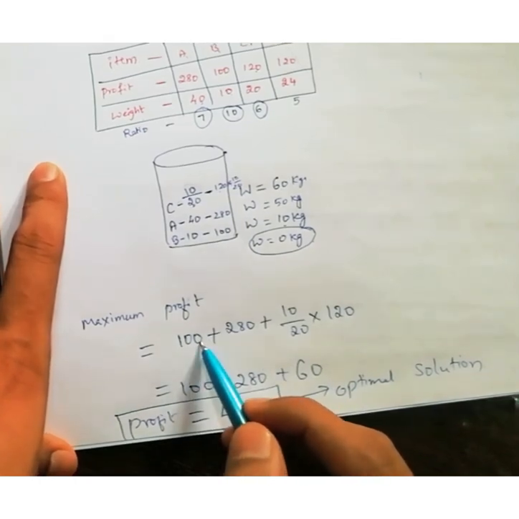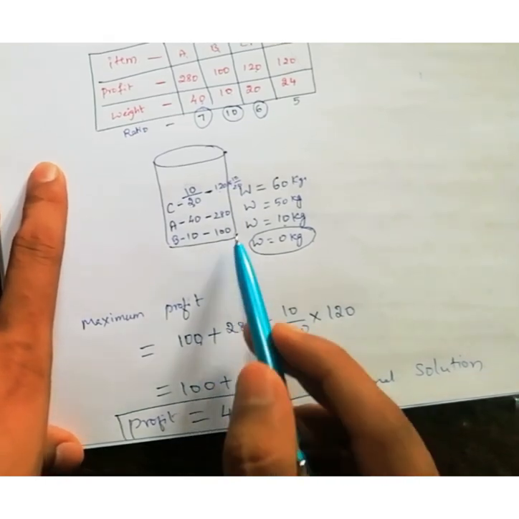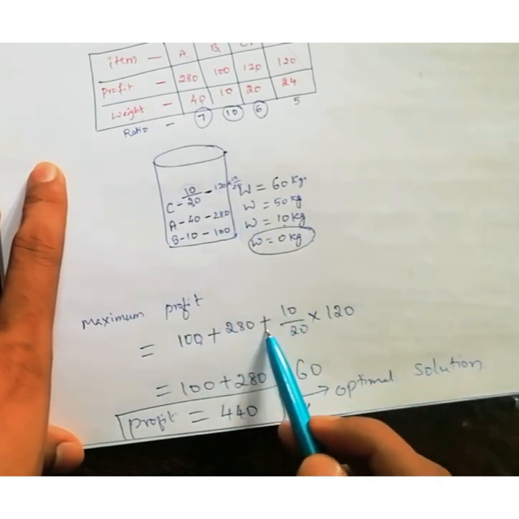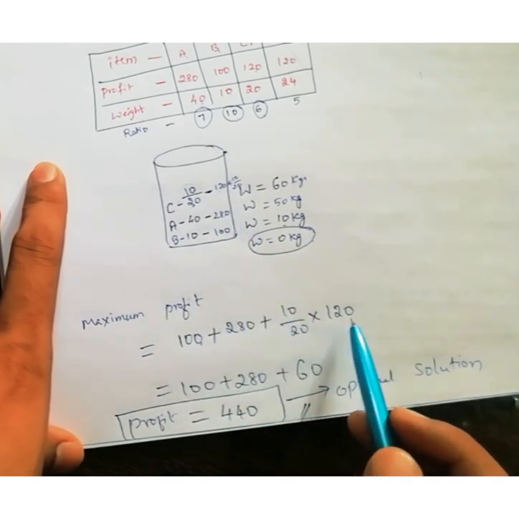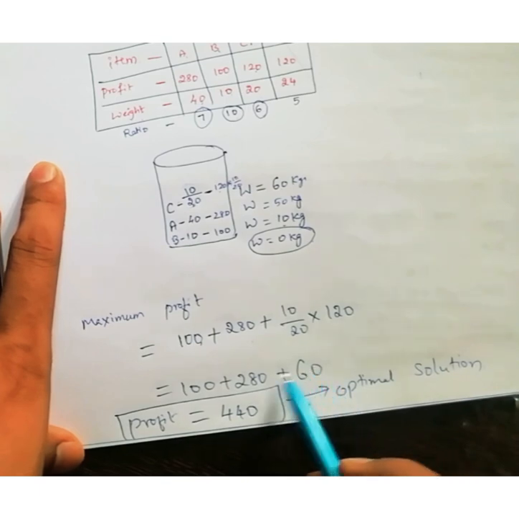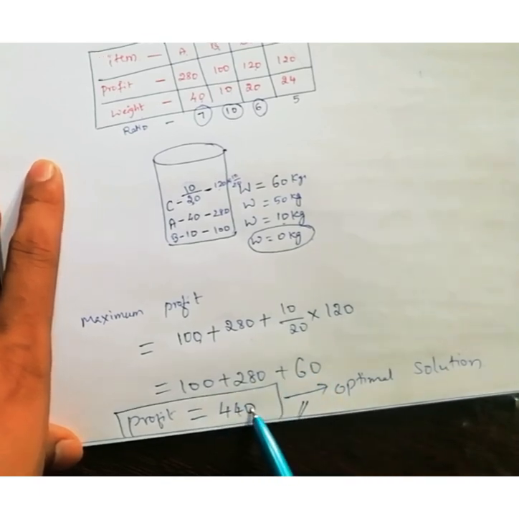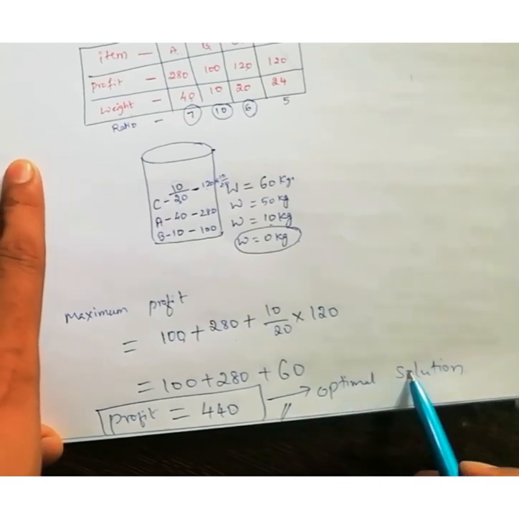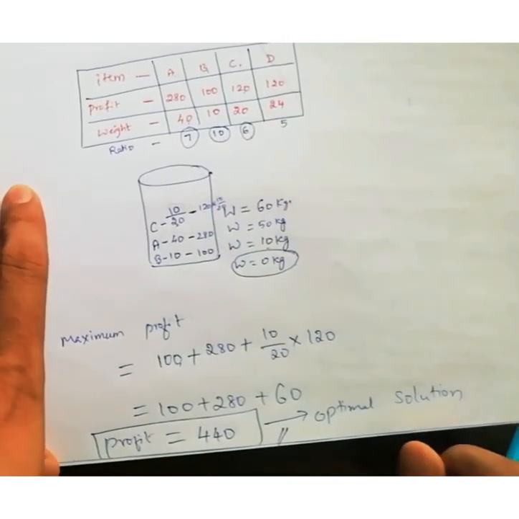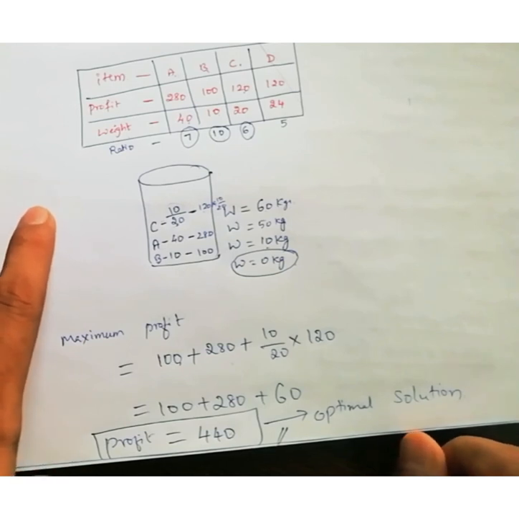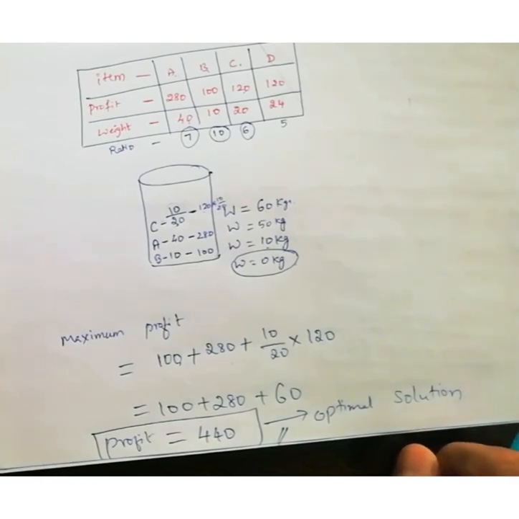So 100 plus 280 plus half of 120, that is 60. In total we get 440, and this is the total profit. It becomes the optimal solution for the given knapsack problem. Thank you, that's it. That is your knapsack problem. The next topic we will discuss in the next video.